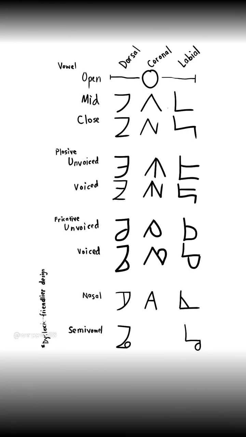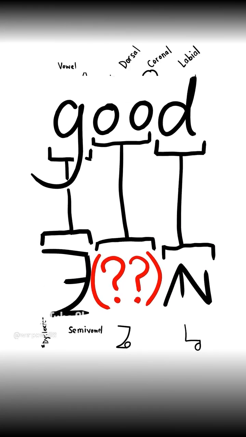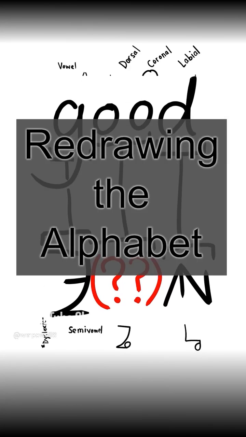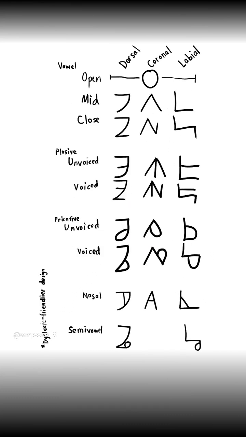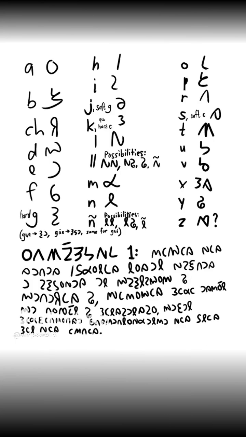Just because you've created a new writing system doesn't mean you actually know how to write in it. Redrawing the Alphabet, Episode 8. Now, using my Fictional Alphabet to write a language like Spanish is a simple task because the Spanish orthography is already quite regular, meaning I don't have to change much.